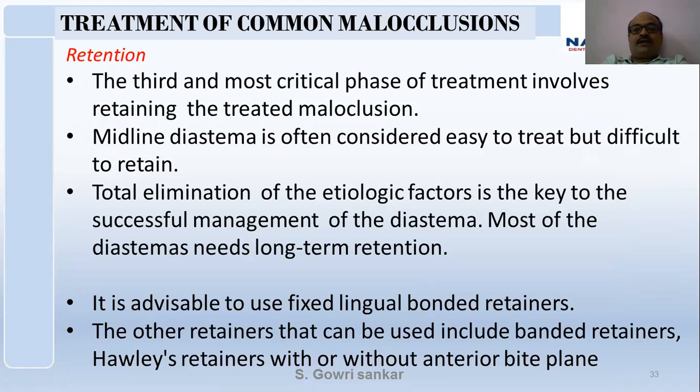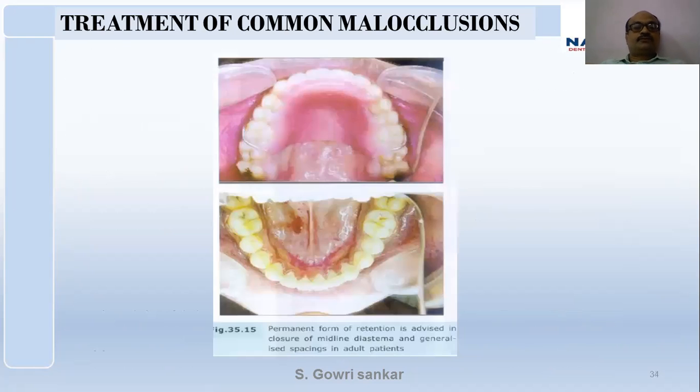So you should see that according to Andrews' six keys of occlusion, there should be no spaces left out. If there are spaces, again midline diastema opens up. So long-term retention should be planned, preferably with a fixed lingual bonded retainer, or sometimes other surgical procedures like supracrestal fibrotomy, if the central incisors are rotated, can also be done. So this is an example of a fixed retainer along with a Hawley retainer.